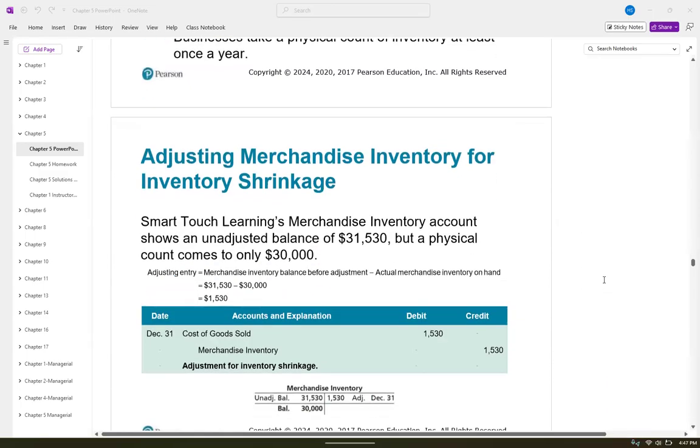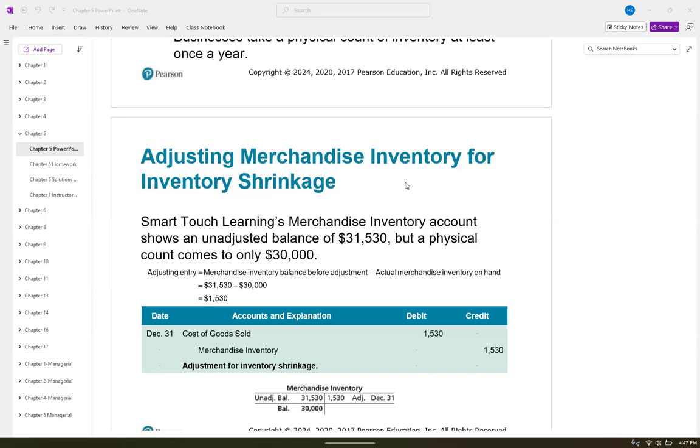And so adjusting that: Smart Touch Learning's merchandise inventory count shows an unadjusted amount of 31,530, but a physical count comes to 30,000. So we know that that extra $1,500 is either damaged or was stolen. Because in a perpetual system, we know what was sold. We don't in a periodic system. In a periodic system, we just know so much left the building this year. It was sold, or it was stolen, or it was damaged.